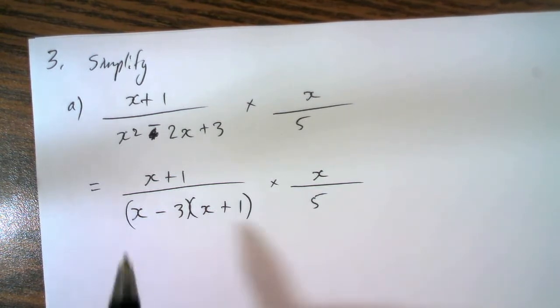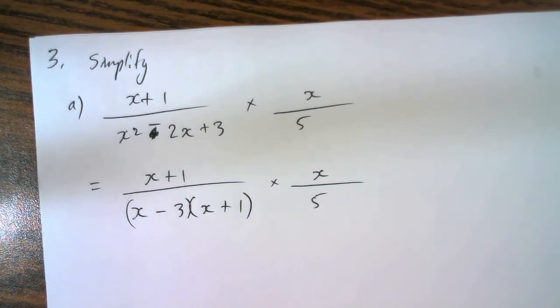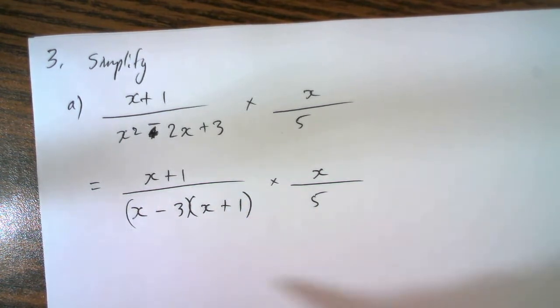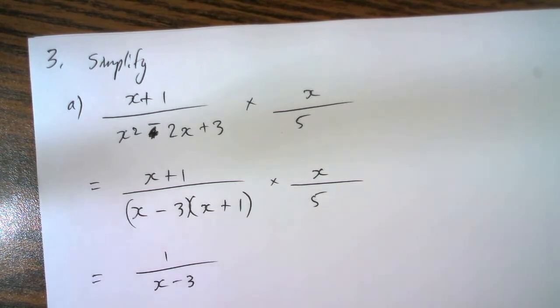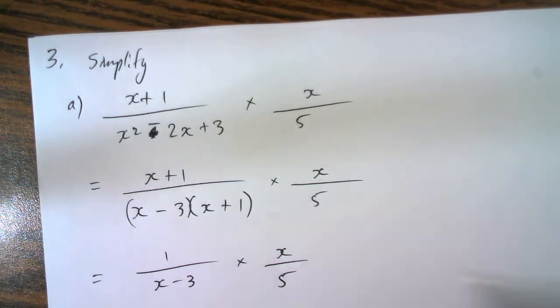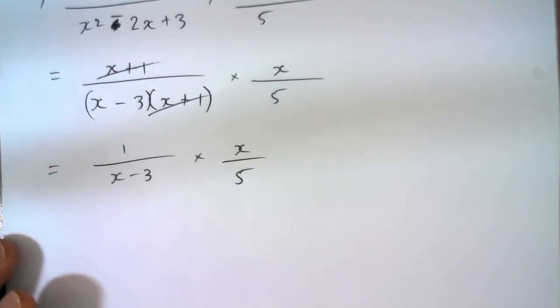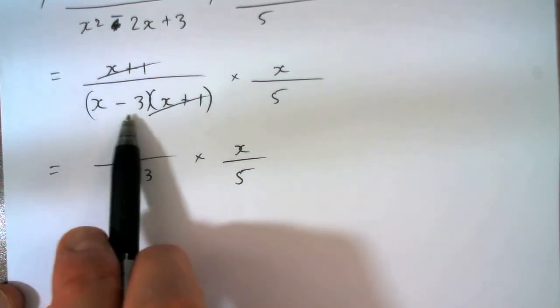And I see an x plus 1 term in the numerator and in the denominator. So if I divide the numerator by x plus 1 and the denominator by x plus 1, I get a simpler expression. And it's very handy to use this sort of crossing off method to keep track of where you are, so that you know there's 1 over x minus 3.